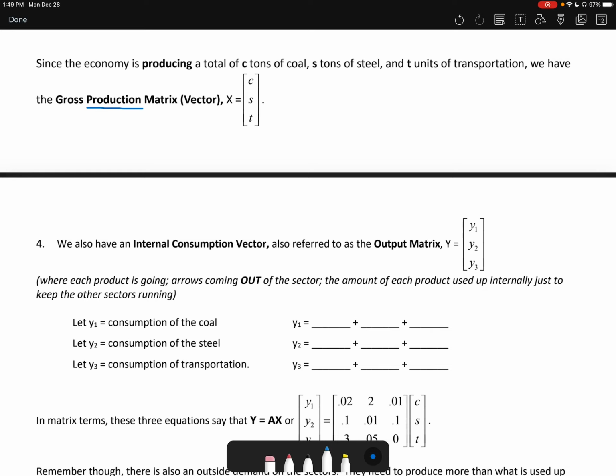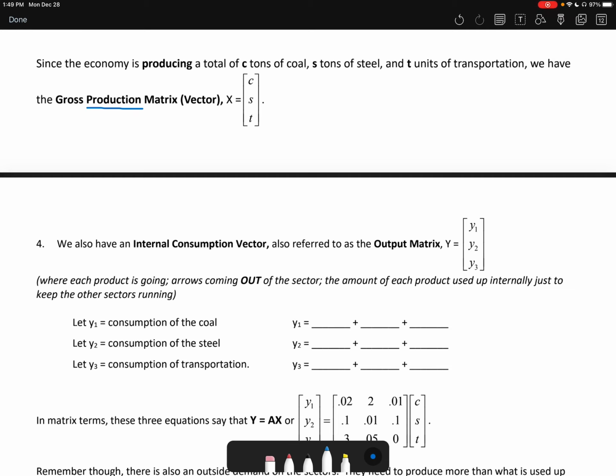In addition to that, you have what's called the internal consumption vector, often also referred to as the output matrix, Y. What Y consists of is where all of the products are going. The arrows, this is not going into the sector, but the arrows coming out of a sector. So what is the output of each one of these sectors? This is also the amount of each product used up internally just to keep the other sectors running.